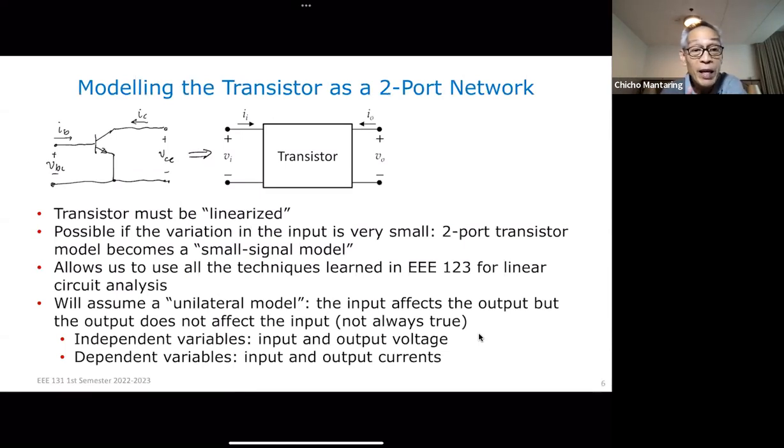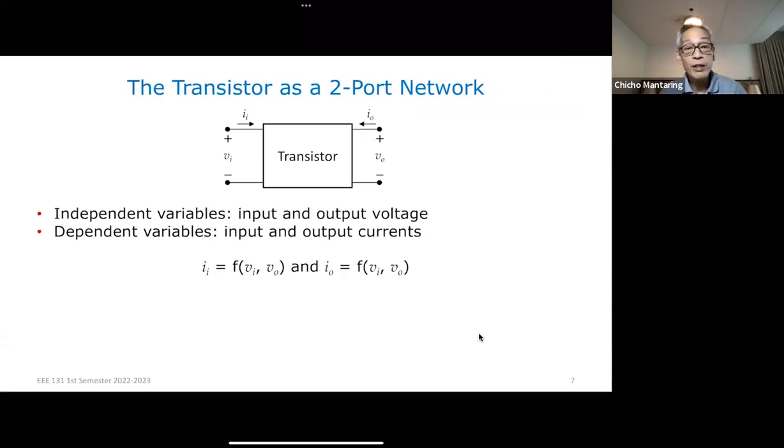Okay, now my independent variables are my input and output voltage, and my dependent variables are going to be my input and my output currents. So you can think of it this way. So these are my equations, these are my functions. Let's call this F1. This is F2. So these are my dependent variables. These are my dependent variables. And then these are my independent variables.